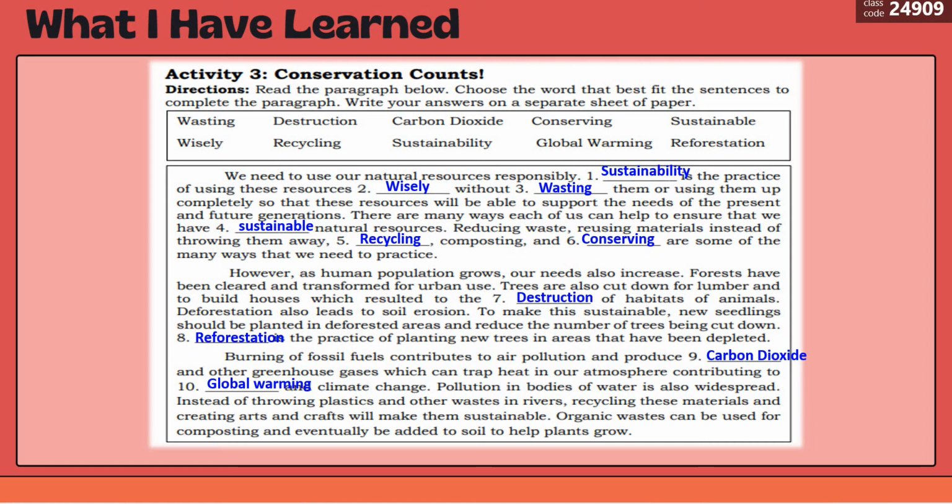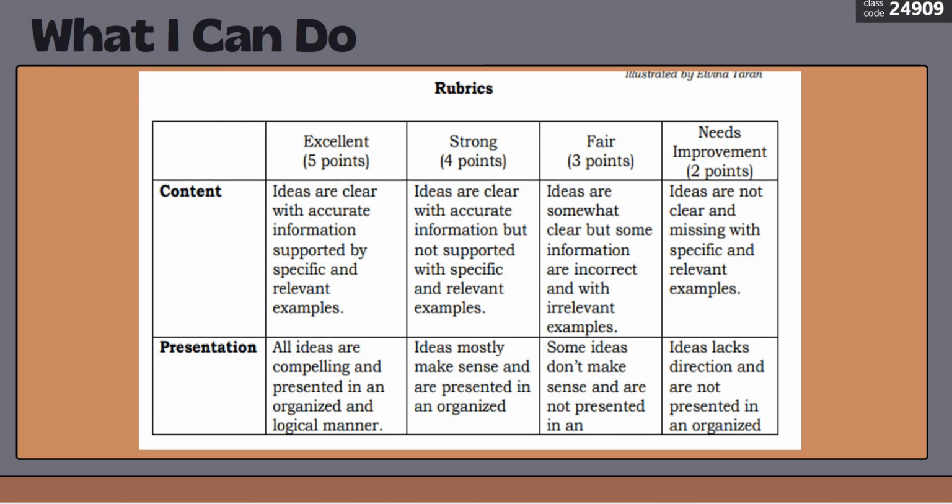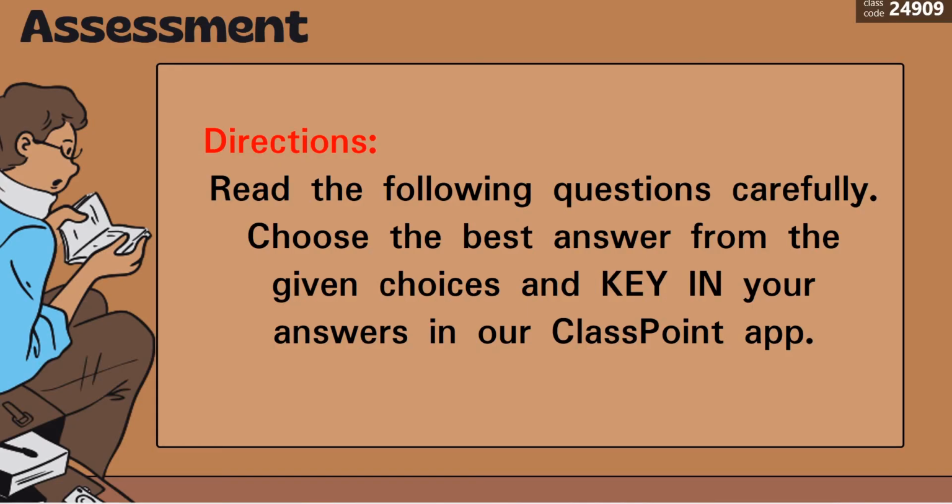Okay, we're already done with what I've learned. Let's proceed with this. What can I do? Activity 4, I can make a difference. Again, you may have different answers. The answers may vary. It depends upon your idea. That's it. And here are the rubrics for that: excellent, strong, clear needs, content, and presentation.